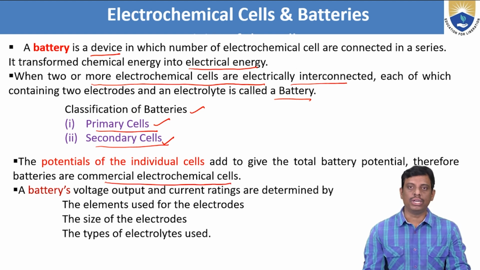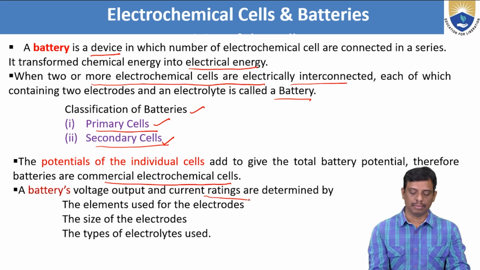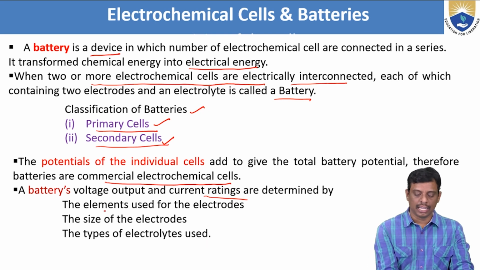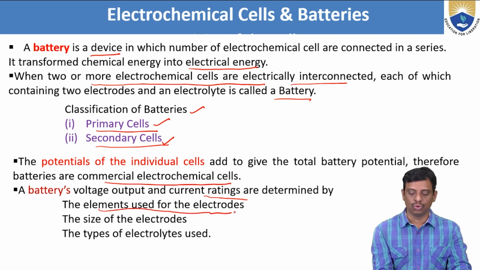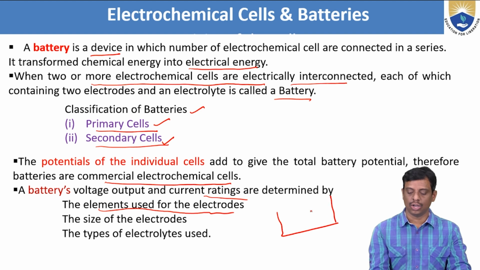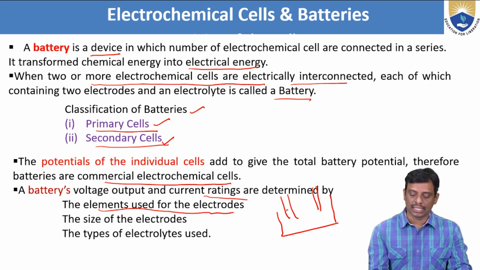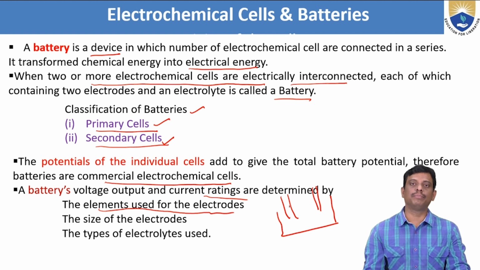The battery's output voltage and current ratings depend on these factors: what type of elements are used in the electrodes. We know that in an electrochemical cell there are two electrodes present. What type of electrodes we use, and what size we develop in the electrochemical cell, how much size we are using.